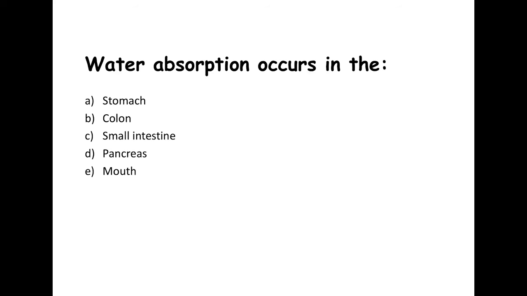Next one, water absorption occurs in the, is it stomach, colon, small intestine, pancreas, or mouth? Any wild guesses? If you said colon, you are right. Remember, digestion does not occur in the colon. Everything has already been digested, because the colon's only role is really to absorb the water, right? Remember, most of the digestion ends in the small intestines, right? We have end of digestion and absorption of nutrients. So water absorption occurs in the colon.